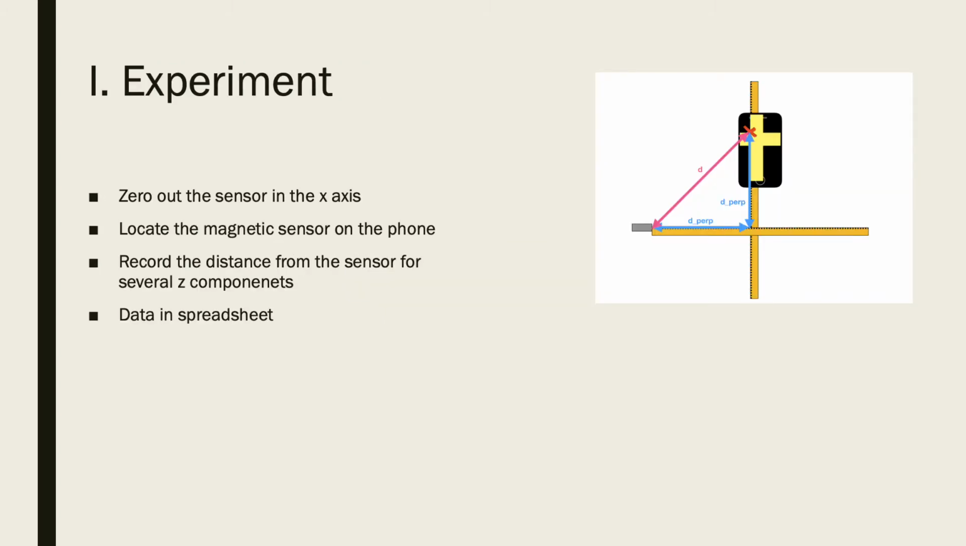So for this experiment, the first step was to zero out the sensor in the x-axis. Then we had to locate the magnetic sensor on the phone. That's why we use the yellow tape, as you can see on the image, having the cross and the red marker indicating the sensor on the phone. We had to record the distance from the sensor for several Z components and put those data in a spreadsheet.